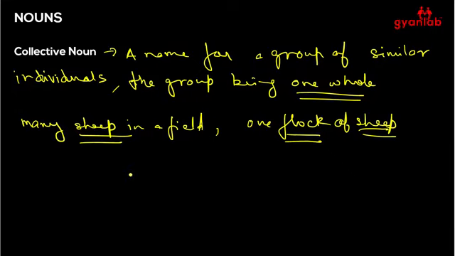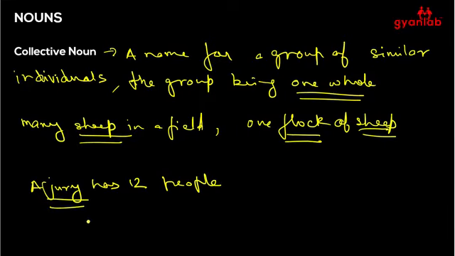Okay, then there's also this: you must not mix up collective noun with noun of multitude. Let me give you an example. A jury has 12 people, right? So the word jury here is my collective noun. Basically I'm using the word jury to define all 12 people that are in it, right?